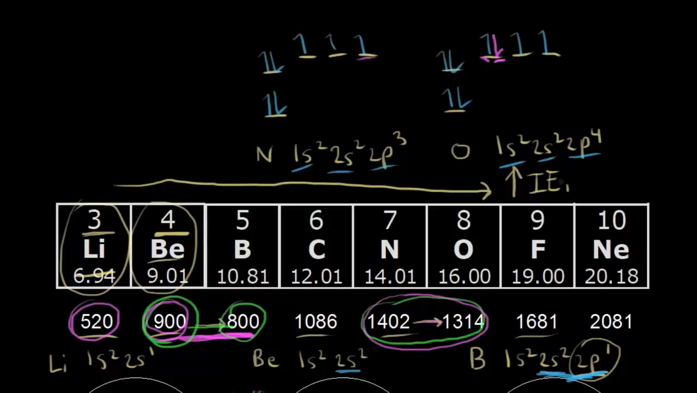So we've talked about the two exceptions, but once again, in general, as you move across a period in the periodic table, you're going to get an increase in the ionization energy. That's due to the increased number of protons in the nucleus having a greater attractive force for that outer electron, therefore making it harder to pull that electron away, resulting in an increase in ionization energy.